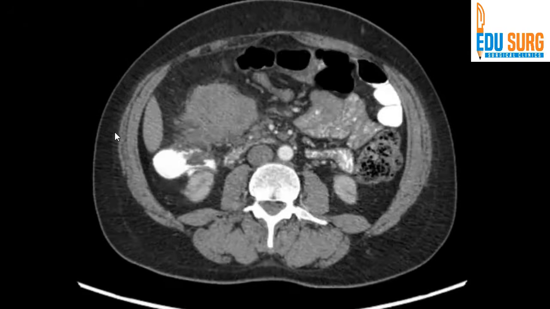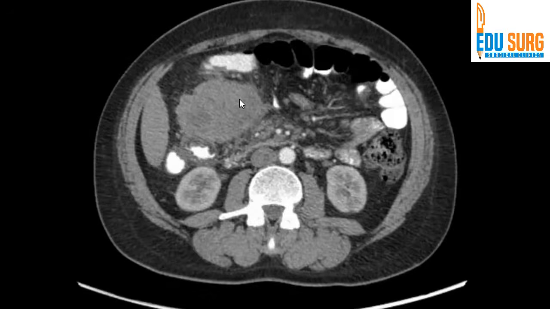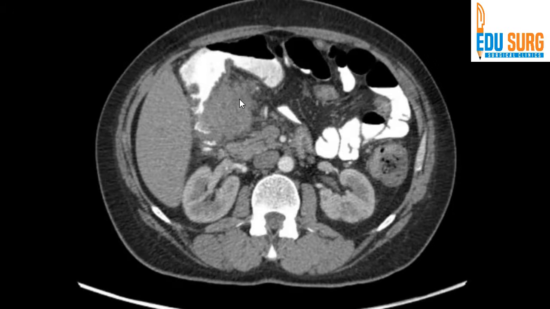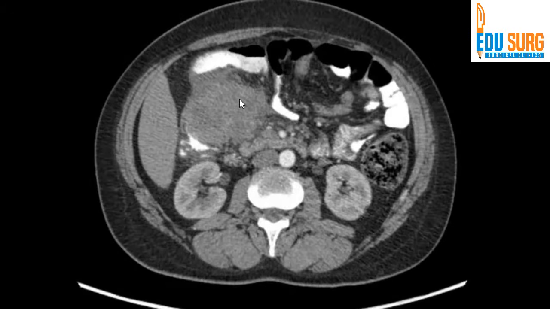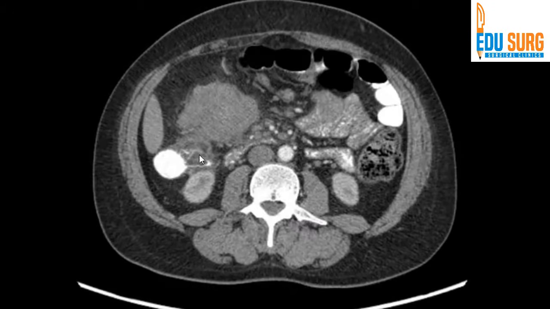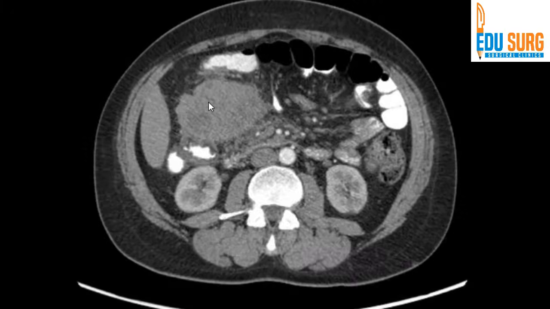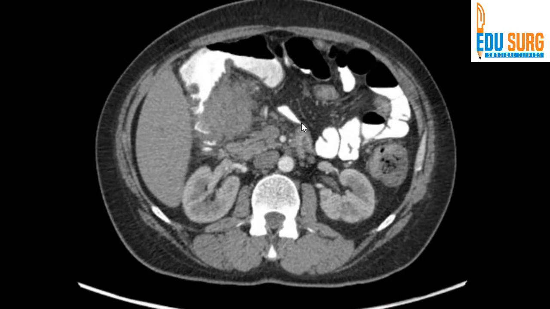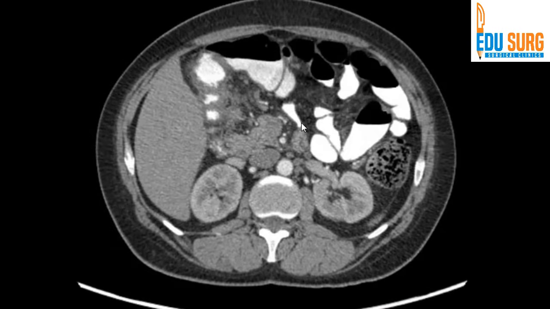Now coming to the disease, this is the tumor. You can see that it is not enhancing in the arterial phase. So less likely to be GIST or lymphoma, which can form masses like this. You can see that there is a good plane between the tumor and the pancreas. So that is something that you can identify nicely.